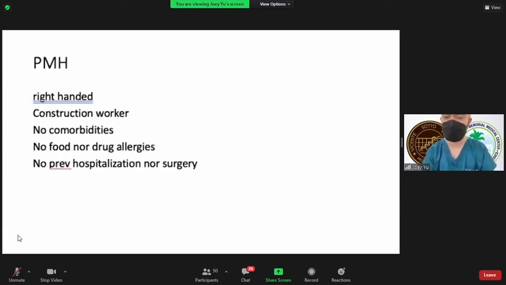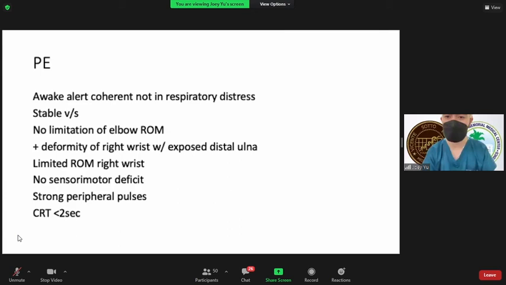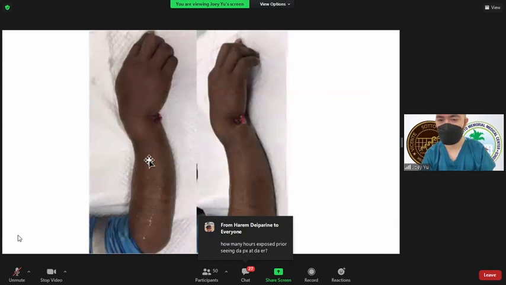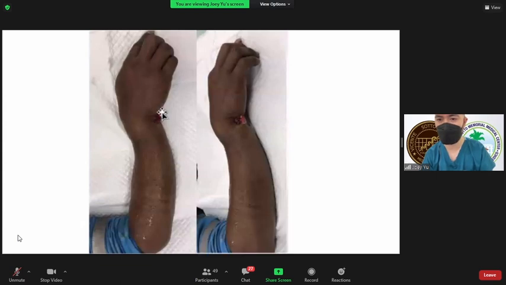For the past medical history, patient is right-handed, a construction worker, with no comorbidities, no food nor drug allergies, no previous hospitalization nor surgery. For the physical exam, patient is awake, alert, coherent, not in respiratory distress, with stable vital signs. No limitation of elbow range of motion. There is deformity of the right wrist with exposed distal ulna and a limited range of motion of the right wrist. No sensory motor deficit, with strong peripheral pulses and a CRT of less than 2 seconds. These are the gross images of the patient's right arm and right wrist. You can see a deformity of the distal forearm and also a fragment of the proximal ulna protruding.